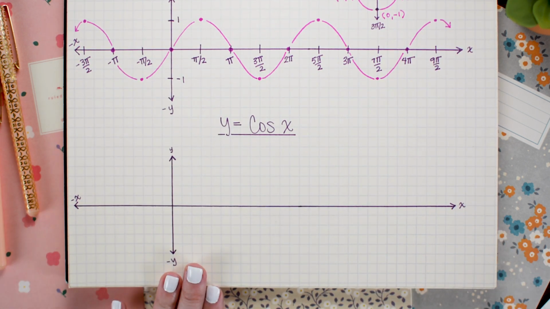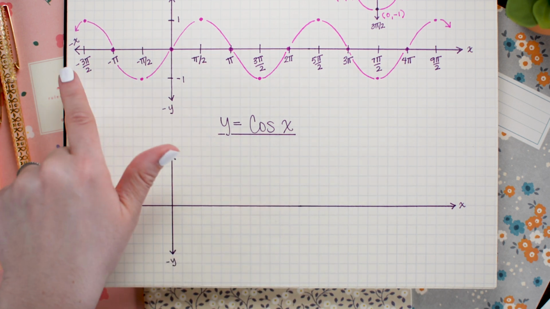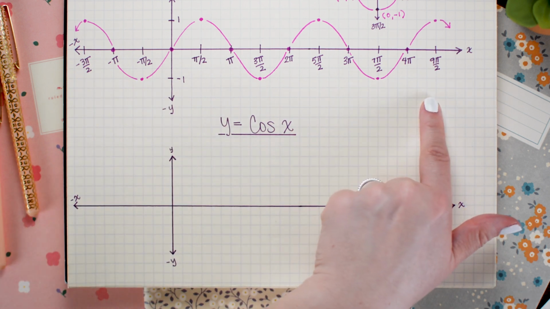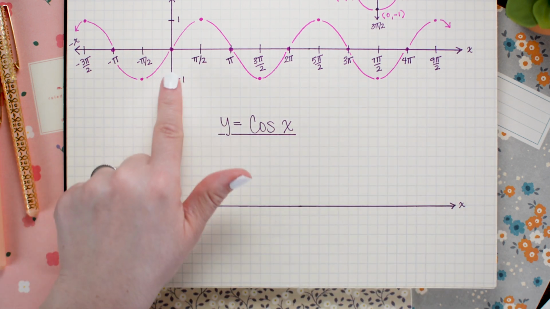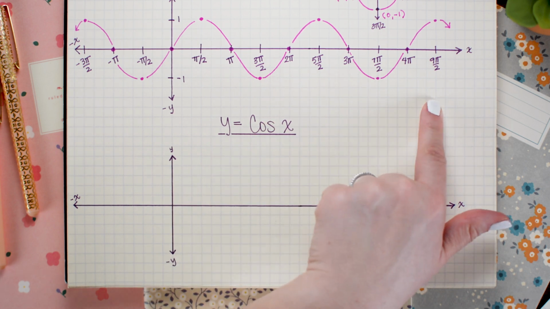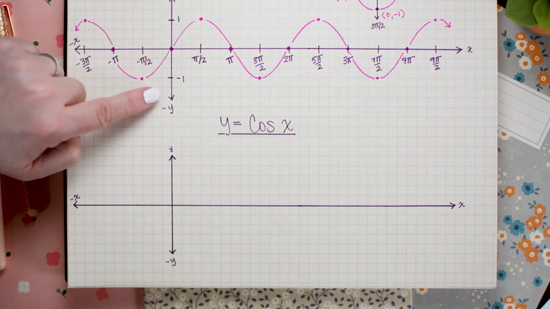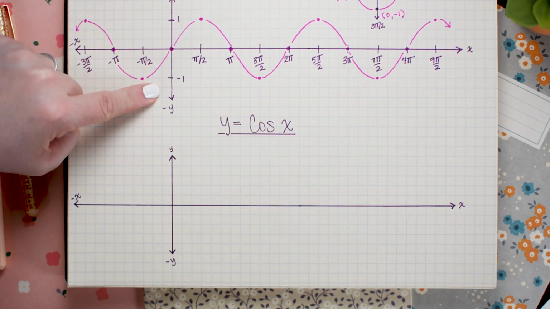All right, so I have my axes here. Again, the first thing I need to do is section it out. And it just so happens that for the cosine function, we are going to use these same divisions as we did here on the sine function. So I'm going to count by pi over 2's on the x-axis and positive 1 and negative 1 on the y-axis.